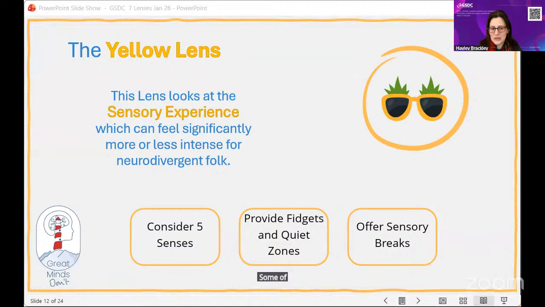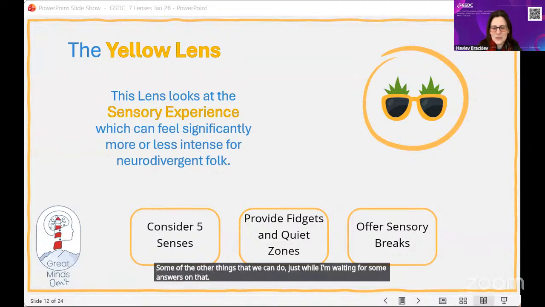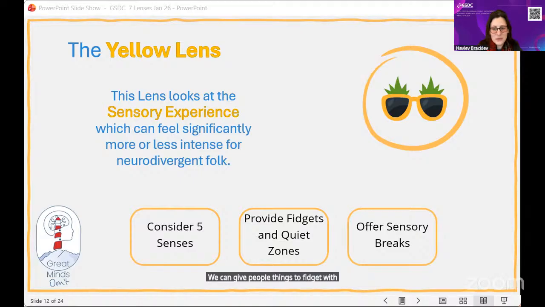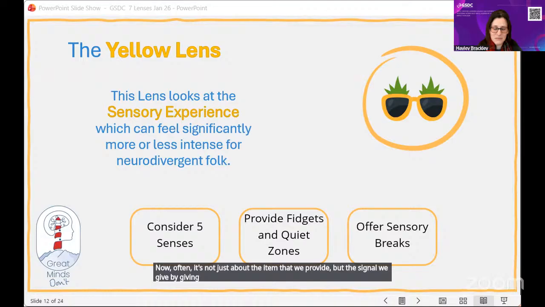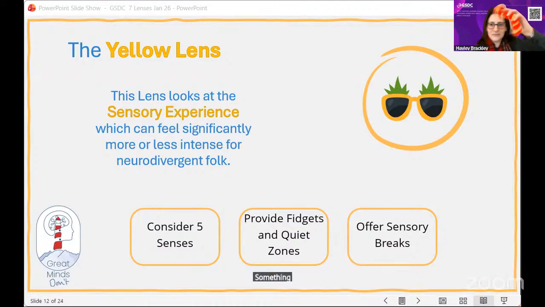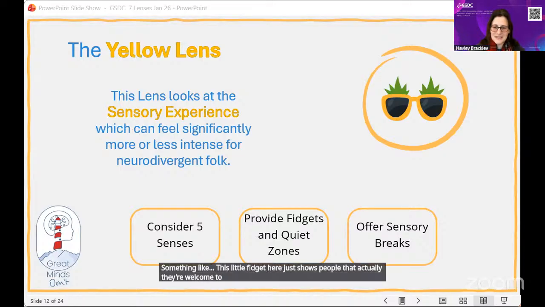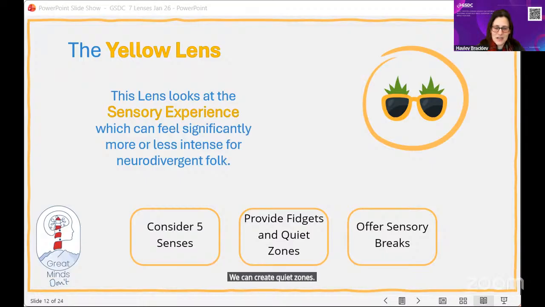Some of the other things that we can do, just while I'm waiting for some answers on that. We can give people things to fidget with, something to fiddle with. Now, often it's not just about the item that we provide, but the signal we give by giving somebody something small, something like this little fidget here, just shows people that actually they're welcome to fidget. They don't have to sit perfectly still. We can create quiet zones in our training, in our spaces for people, where if it is a bit overwhelming, if it is very noisy, if it is very intense, they can take a bit of a break there. And that links us into that sensory break.